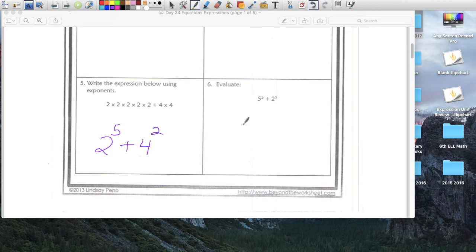Evaluate. 5 to the second power is 5 times 5. Please, it's not 5 times 2, it's 5 times 5. So I'll write it out. 5 times 5, right? And we're going to add this to 2 times 2 times 2 times 2 times 2. 5 times 5 is 25. We're going to add to this 2 times 2 is 4, times 2 is 8, times 2 is 16, times 2 is 32. And if you add those up, you get 57. Okay?